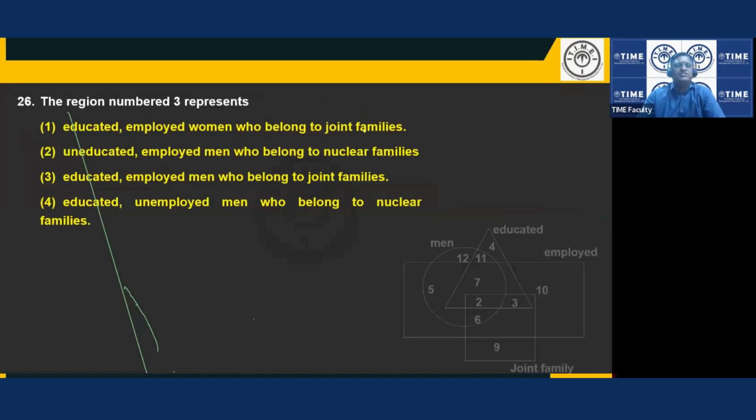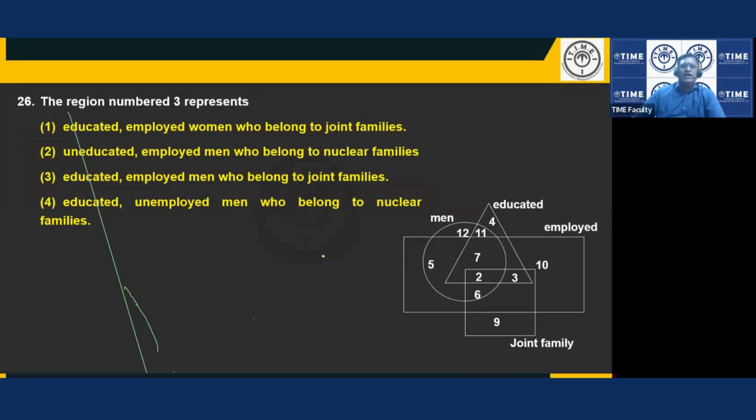Next, the region number 3 represents. Now I am giving you the options. Please, I am waiting for your answer to the 26th question. Please post me fast. Amid, option is 3. Verify once.